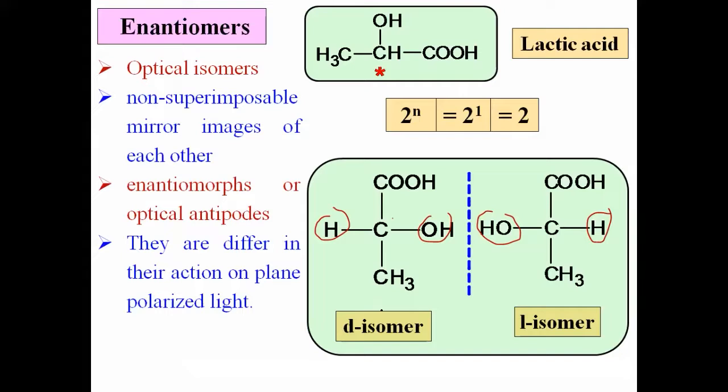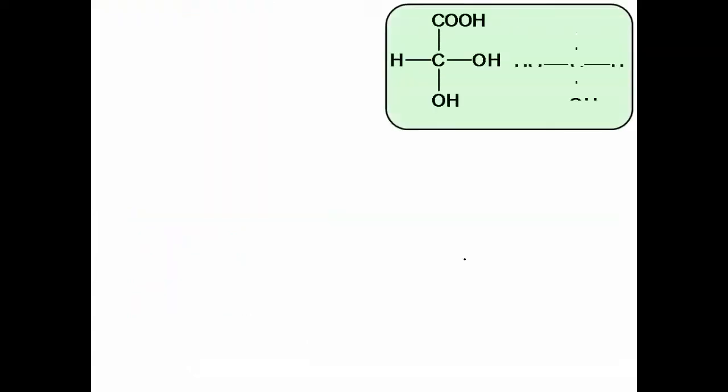What is meant by enantiomers? The optical isomers which are non-superimposable mirror images of each other are called enantiomers. In lactic acid, the two isomers are enantiomers because they are optically active. They are non-superimposable mirror images of each other. Hence, they are called enantiomers. They are also known as enantiomorphous or optical antipodes, and they always differ in their action on PPL. One is the dextroisomer, and the second one is the levo isomer. Okay, this is a very important term. What is meant by enantiomer? Now let us see some properties of enantiomers.